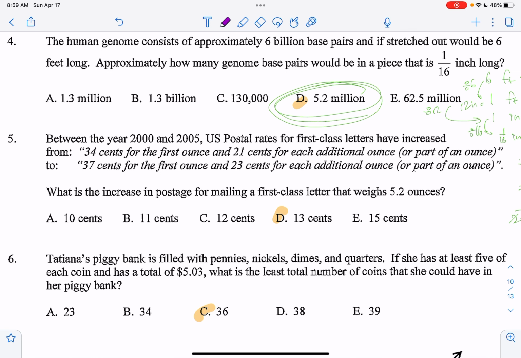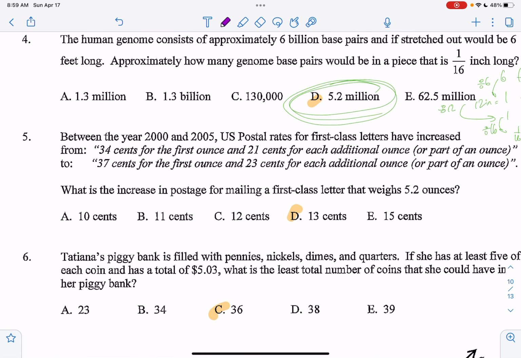So it used to cost 34 cents for the first ounce, and then you still have the 4.2 ounces left, and it'll cost another 21 cents for each additional ounce or part of an ounce. So you have to round up. This 4.2, you have to pay for the 4 ounces plus another ounce, so it's 5 ounces. So it'll be 21 times 5, or 105. So you add 105 plus 34, that would be 139 cents. And this is in 2000.